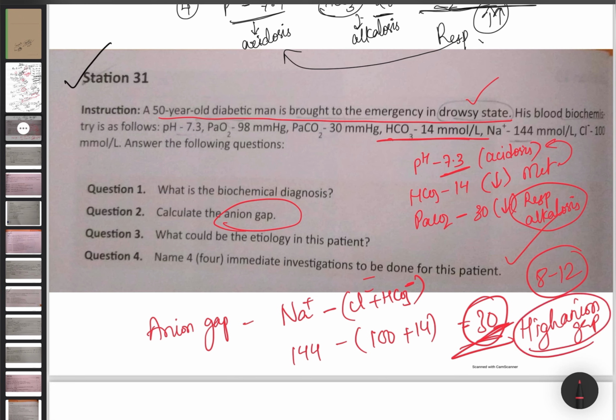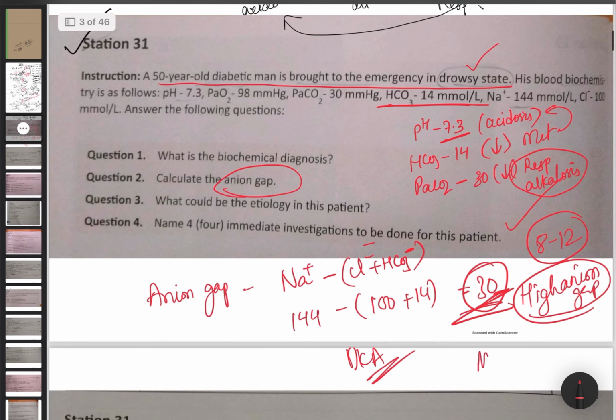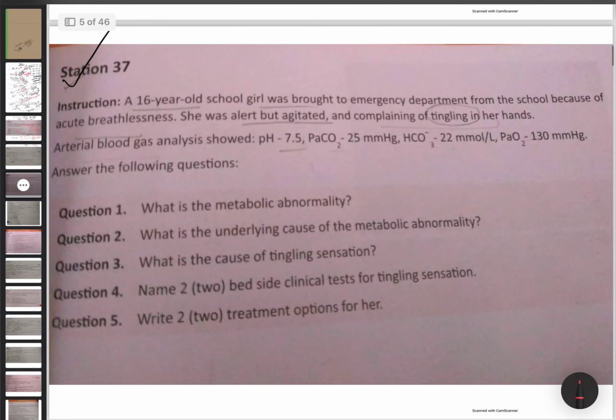High anion gap is one more clue. If there is a high anion gap, definitely there is acidosis in the body. High anion gap always points toward metabolic acidosis. This is high anion gap metabolic acidosis. Generally, an example of high anion gap metabolic acidosis is your famous DKA.